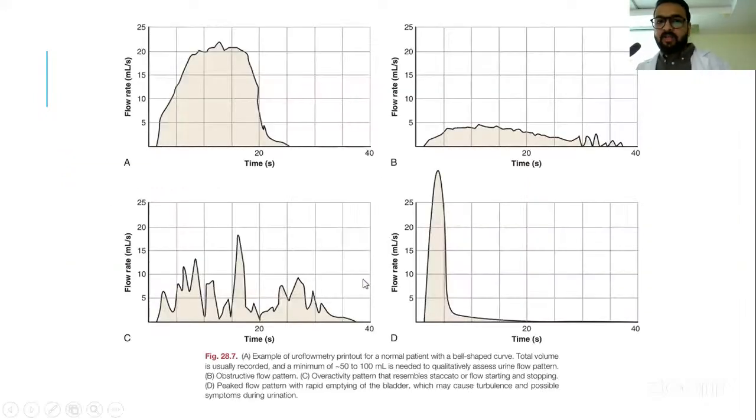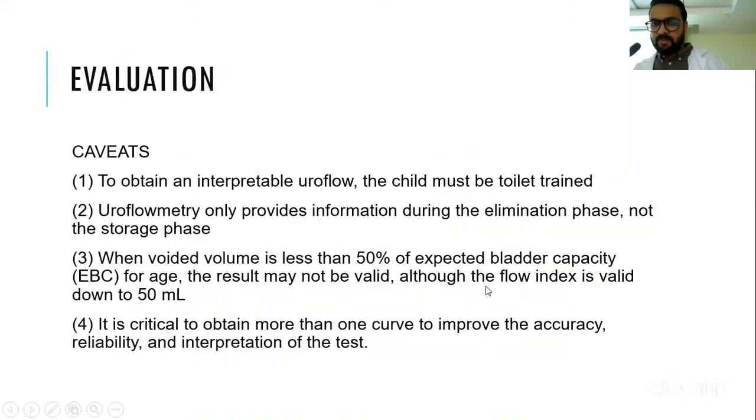These are the normal curves. First one is the bell-shaped curve. Second one is the obstructive flow pattern. Third is the flow starting and stopping, also known as staccato pattern. And fourth one is peak flow pattern with the rapid emptying. This will cause turbulence and symptoms.